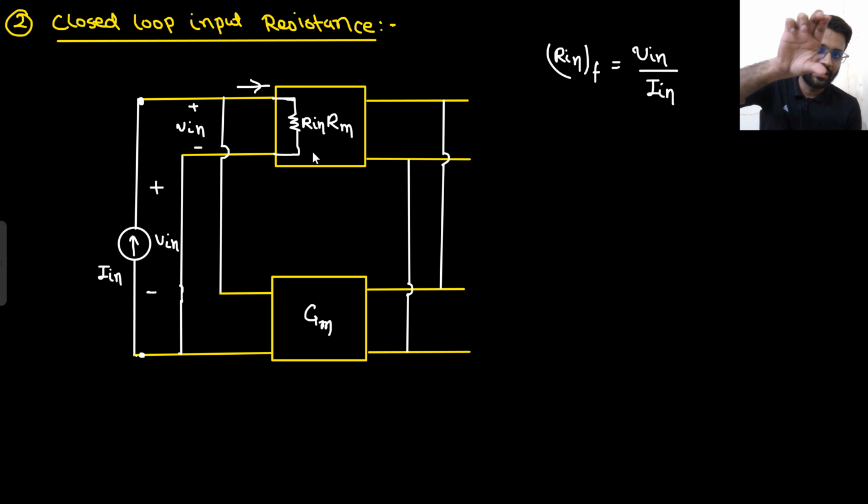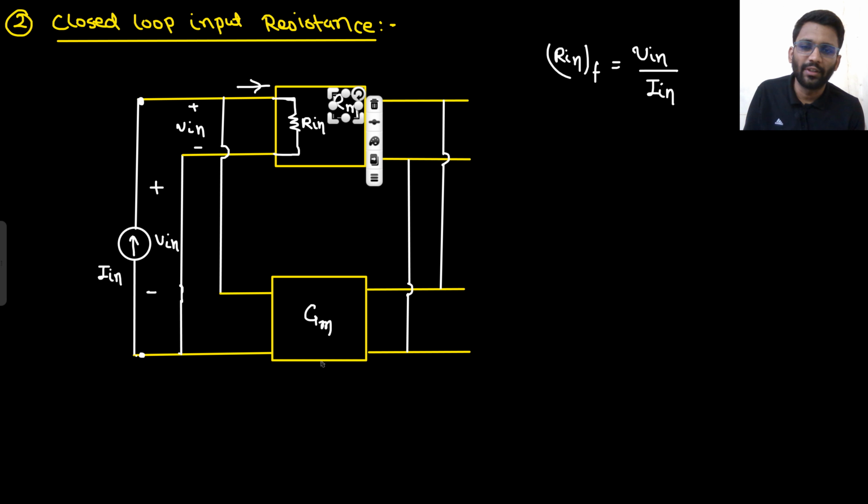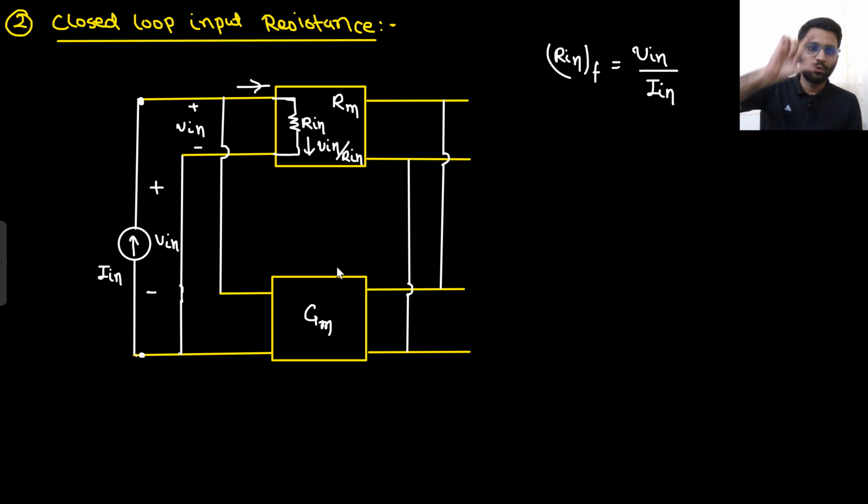Now the same voltage V in is going towards R in. So what will be the current in R in? That will be V in by R in. Right?